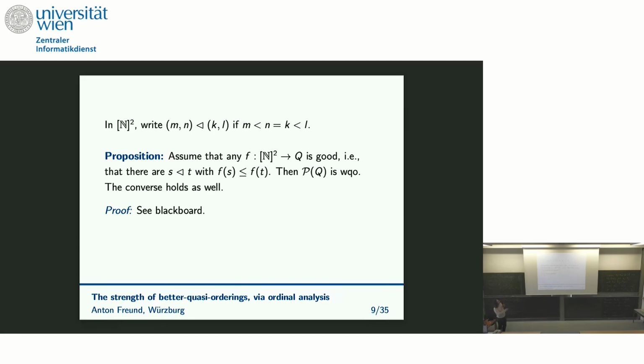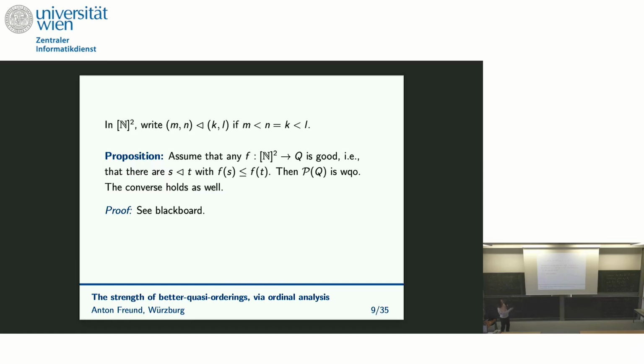Once again, the first component m of a pair is always smaller than the second component n of a pair. And the definition is that you have this triangle relation if the two pairs overlap in the sense that this second component n coincides with this first component k. So, for example, you would have 1,3 in triangle relation with 3,27 because these two components overlap. Right? Okay.